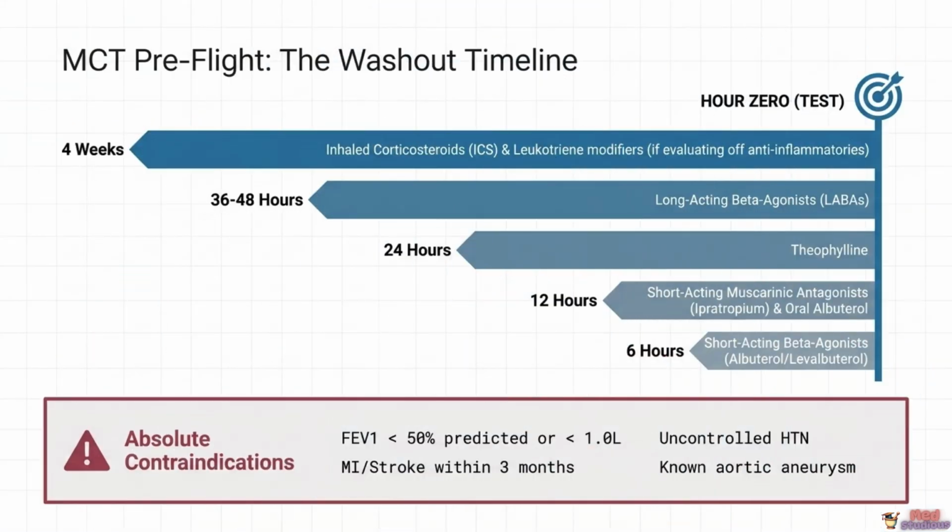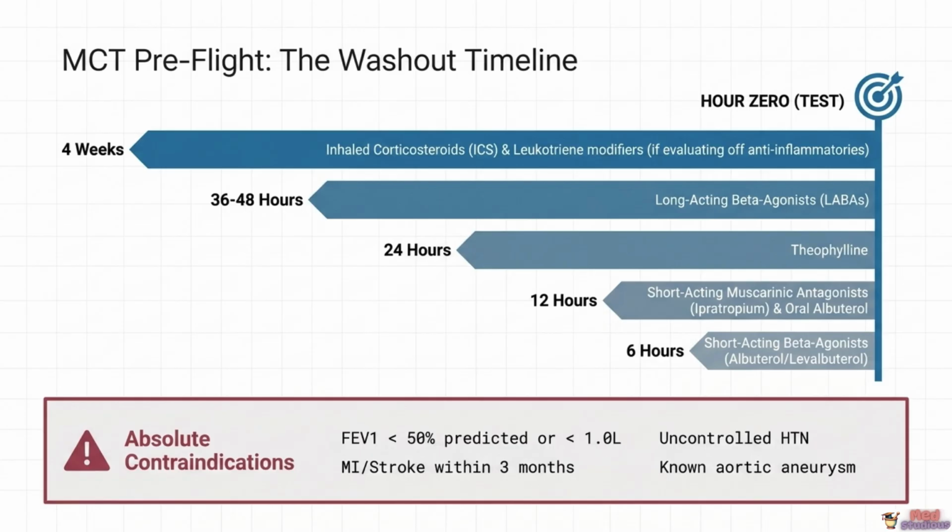Before performing a methacholine challenge test, strict medication washout protocols must be followed to prevent false negative results, where a bronchospastic airway is pharmacologically masked, making the test look falsely normal. Here is the washout timeline you must memorize. Inhaled corticosteroids and leukotriene modifiers must be stopped 4 weeks before the test, but only if the clinical question is whether the patient requires these anti-inflammatory medications at all.